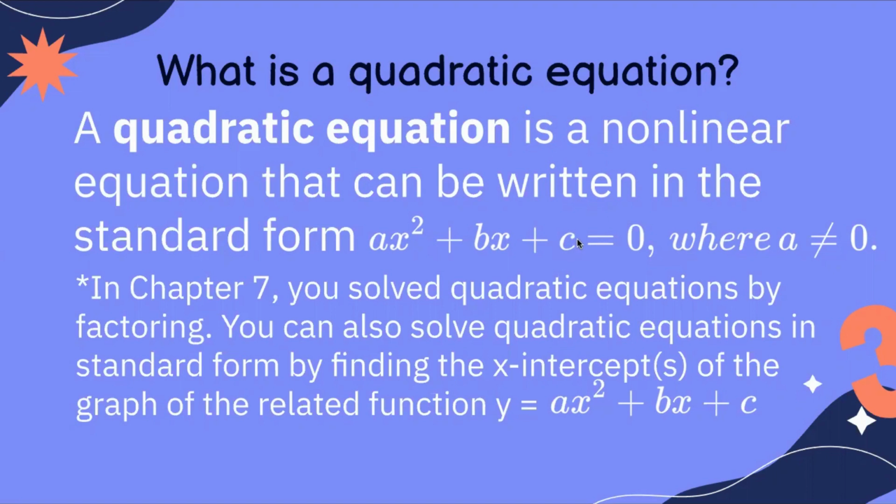So a quadratic equation is a nonlinear equation that can be written in the standard form ax squared plus bx plus c equals 0, where the value a cannot equal 0. In Chapter 7, you solved quadratic equations by factoring. You can also solve quadratic equations in standard form by finding the x-intercepts of the graph of the related function y equals ax squared plus bx plus c.